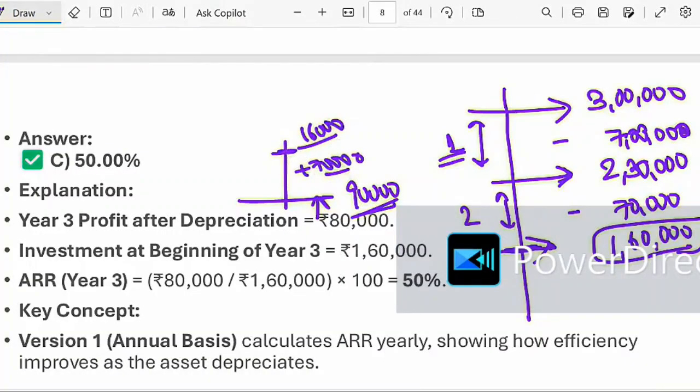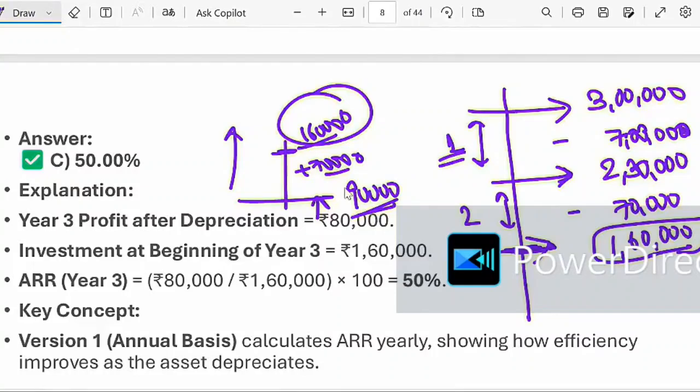So either you come down or you go up. Both will give you the same result: 1,60,000 investment at the beginning of year 3. Please tell me, is it clear now? See, we are just applying the concept of depreciation. Nothing, no rocket science.